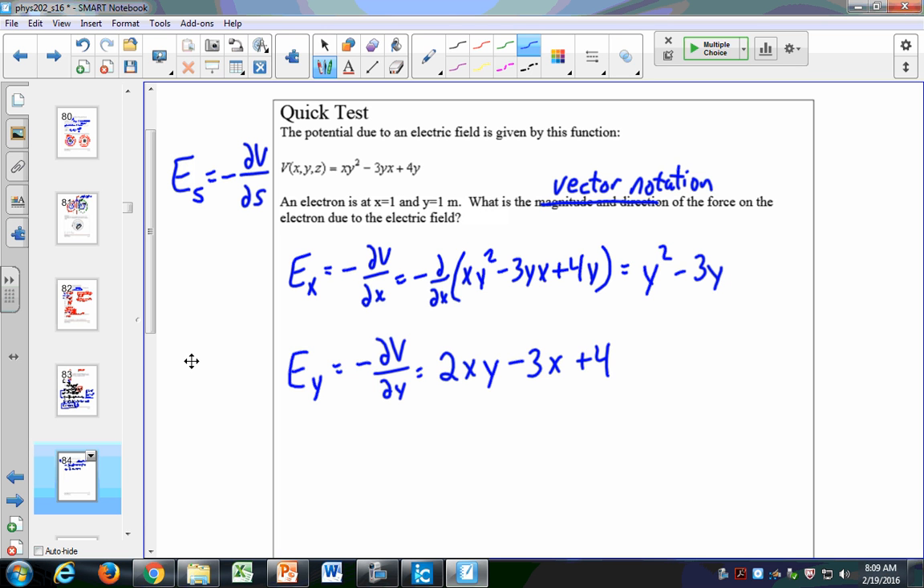These are the functions I get. Is this what y'all got as well? Yeah, it's a distribution thing. Yeah, I have a negative in front of both of them. Sorry about that. So I have a negative here and a negative here.